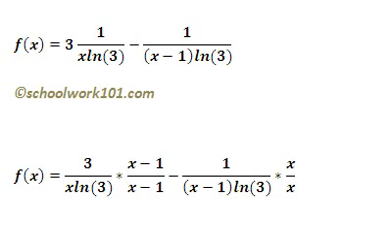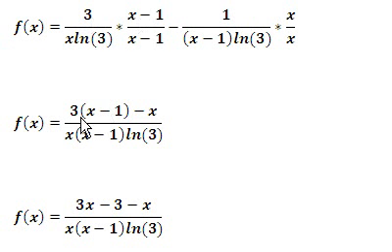Now I want to simplify this down. So we have 3 times the x minus 1, minus, right, this is 1 times x. I distribute the 3 across.